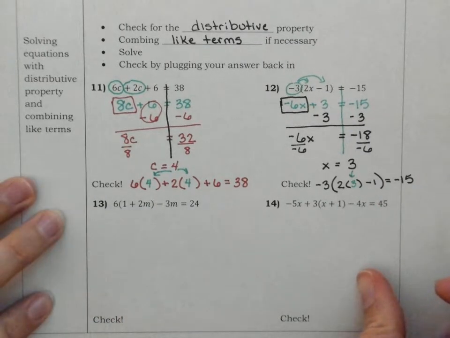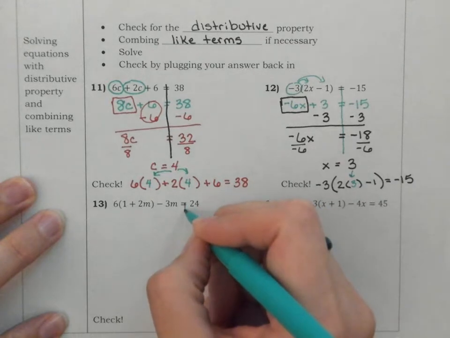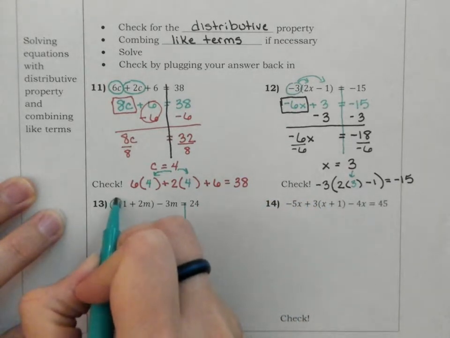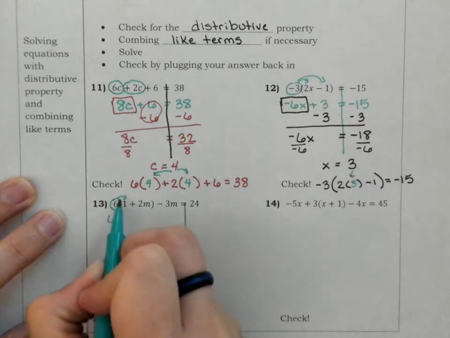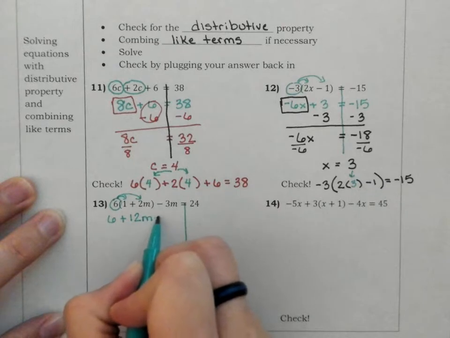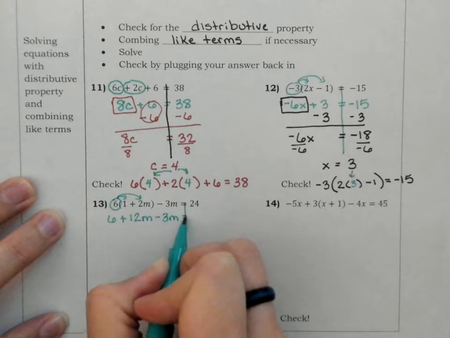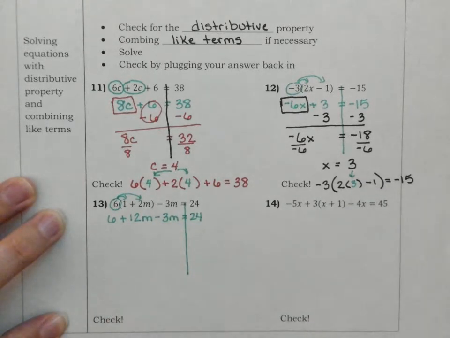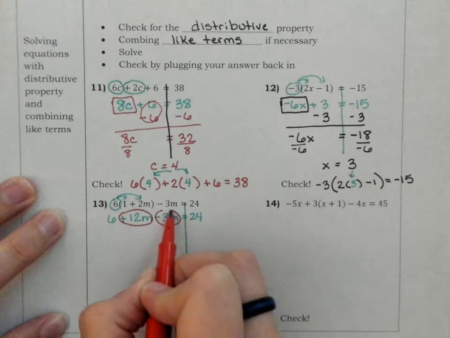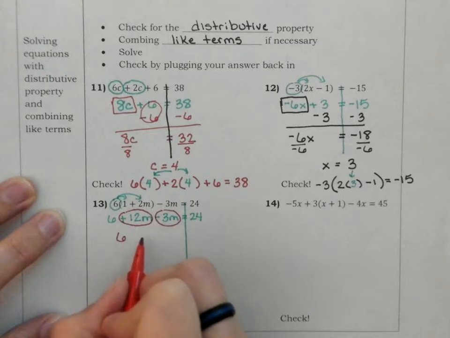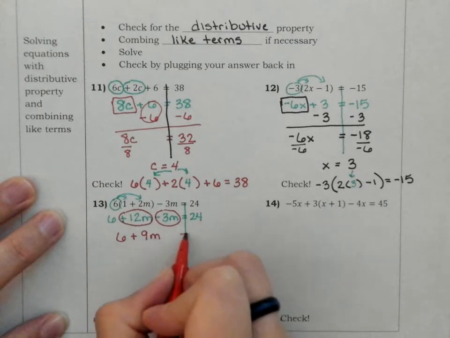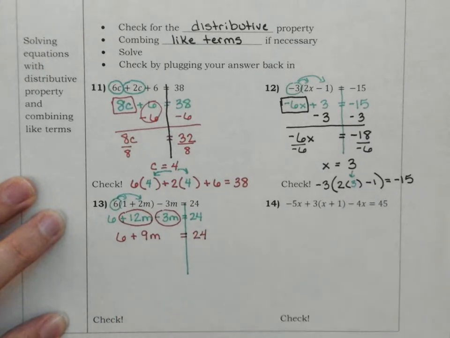Okay. Number 13, brick wall. We start with distributive property. So 6 times 1 is 6. 6 times 2m is 12m. Bring down your -3m. And then I have like terms. I have 12m and -3m. So I bring down my 6. And this becomes a +9m equals 24.